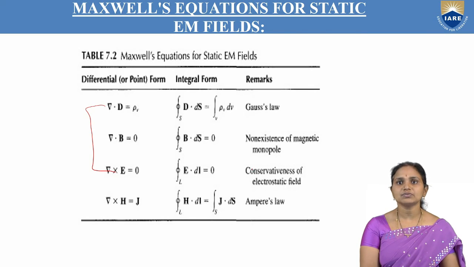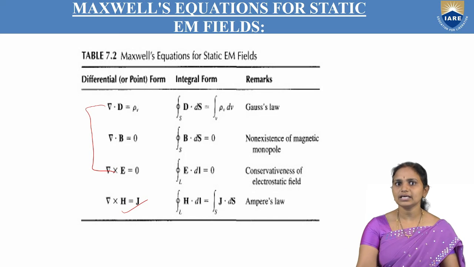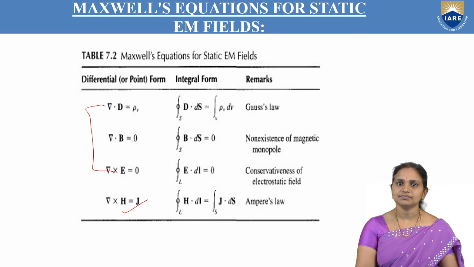Now for Maxwell's equations for magnetostatic fields, the first Maxwell's equation for the magnetostatic field, which we can take as the third Maxwell's equation, is del cross H equals J, which is obtained from Ampere's law. Del cross H equals J is the representation of Ampere's law in differential form. And the same in integral form is the closed integral H dot dl over a line equal to the integral of J dot ds over the surface.